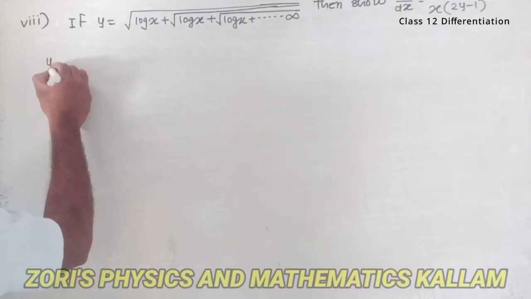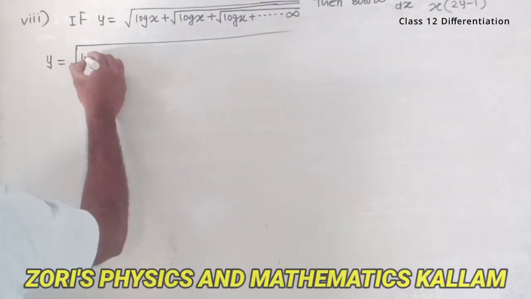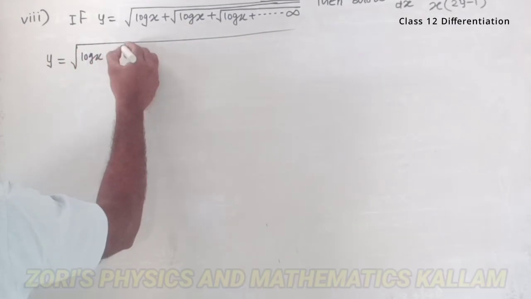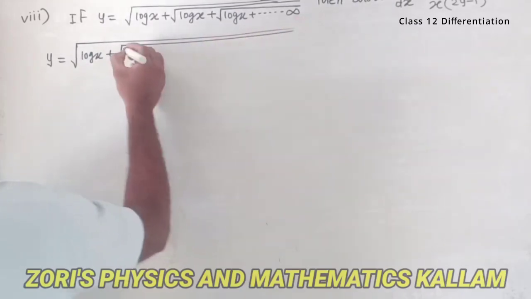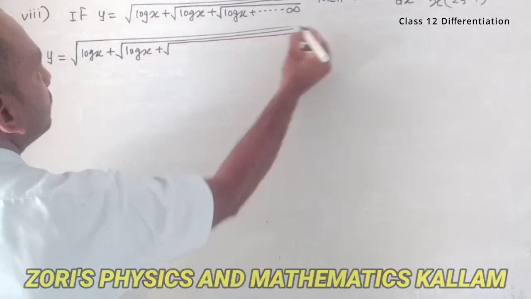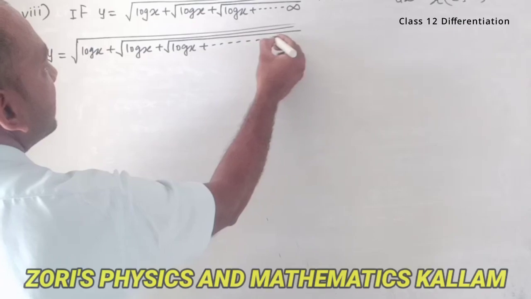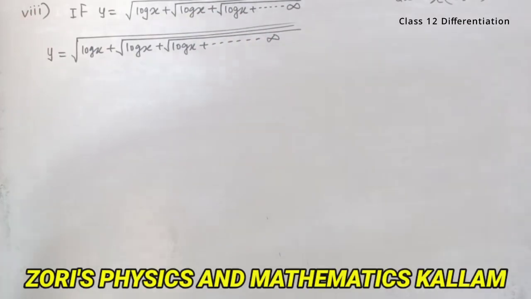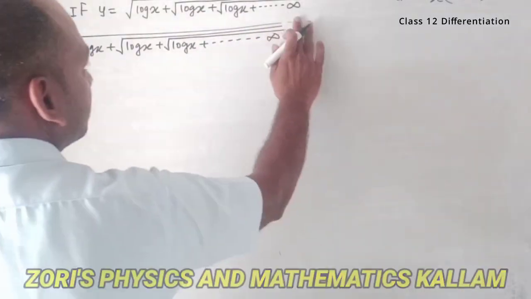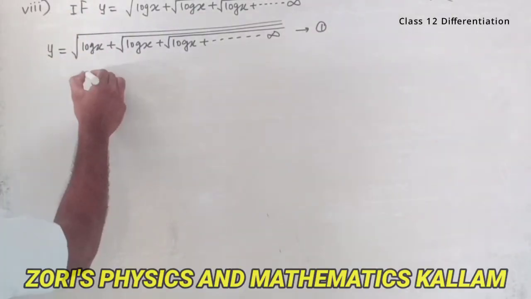So first we write y is equal to square root of log x plus square root of log x plus square root of log x plus ... infinity. This part is given. We say it is equation number 1. Now square both sides.